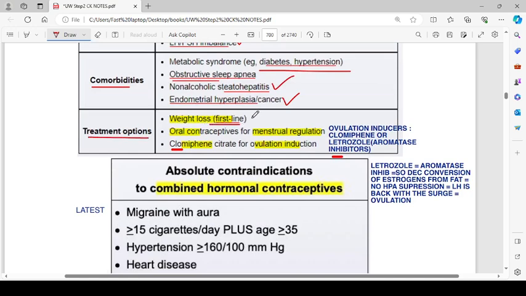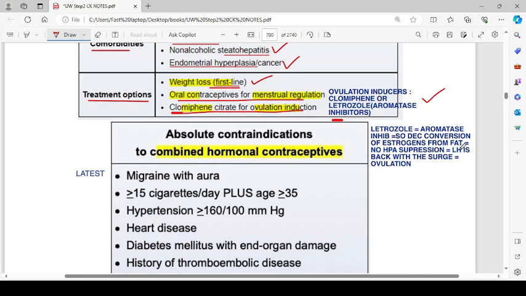Treatment options are weight loss, which is first line, oral contraceptives or menstrual regulation, clomiphene citrate or ovulation induction. Ovulation inducers are clomiphene or letrozole, which are aromatase inhibitors. Letrozole is aromatase inhibitor, so decreases the conversion of estrogen from fat. So no HPA suppression, LH is back with the surge and ovulation.